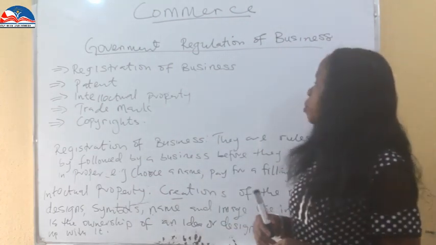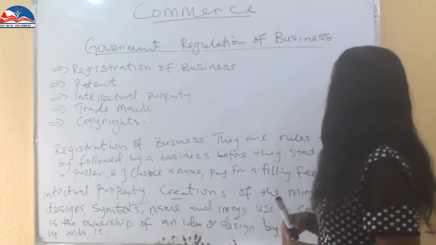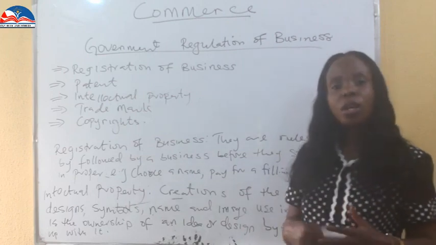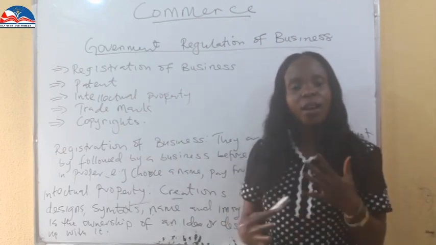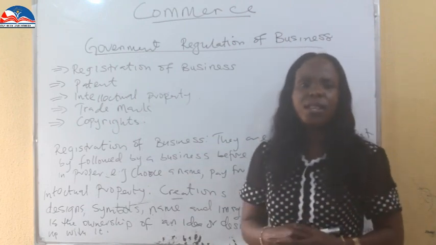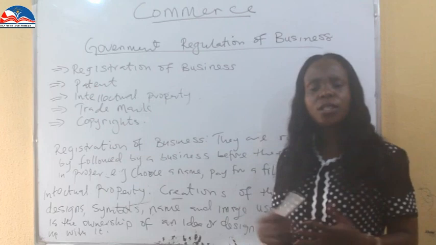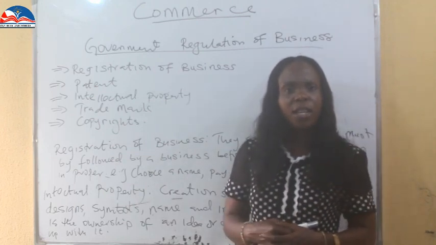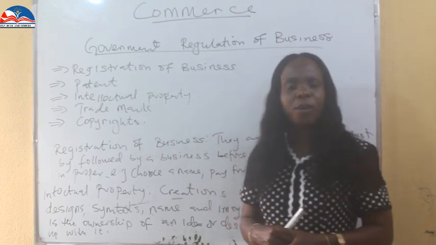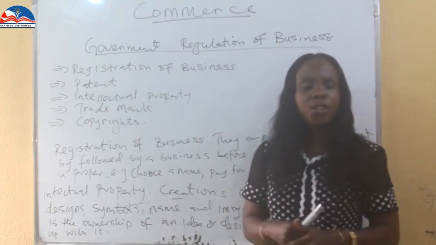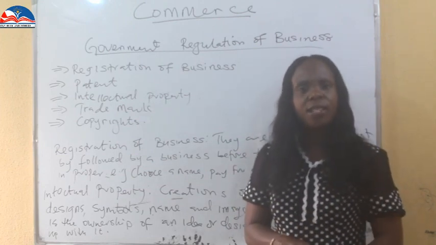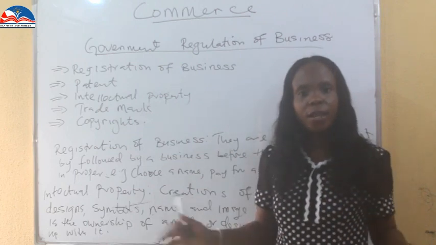There are rules that must be followed by a business before they start operation proper. Before they kickstart their operation, before they start up their business, there are things the government requires them to do. For example, choose a business name, file a notification, see if somebody has the name, then pay your filing fee, then approval might be given and you can use that name. That name is peculiar to your business and to your entity alone.